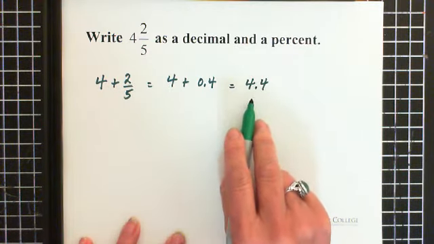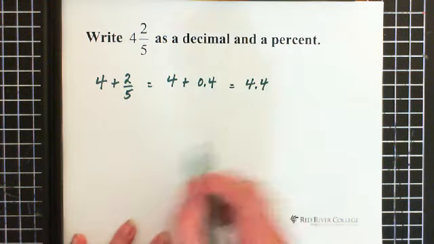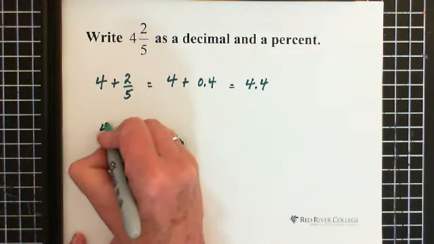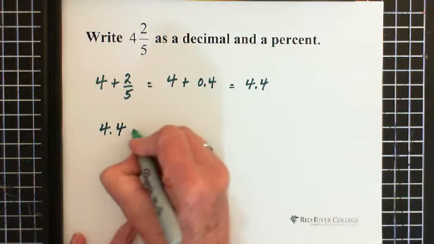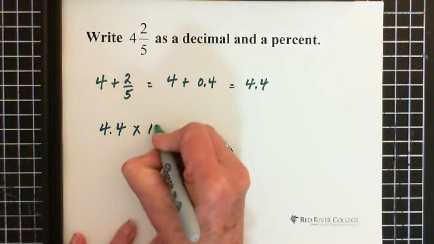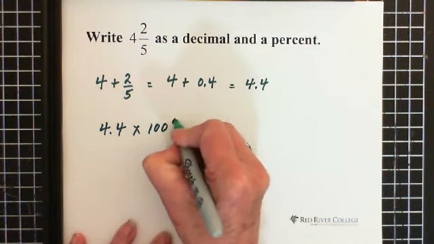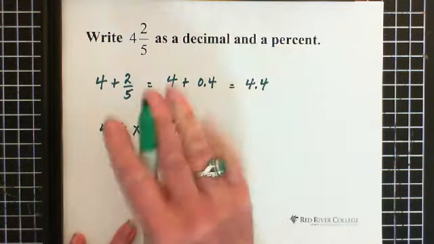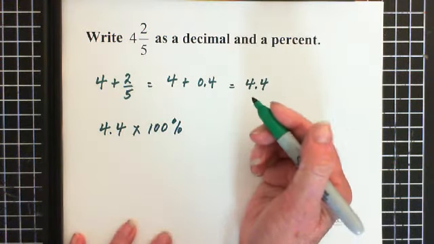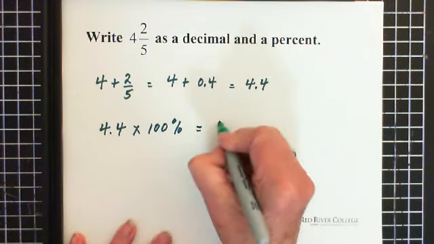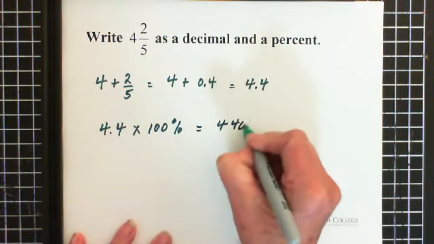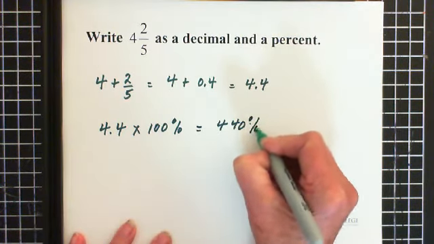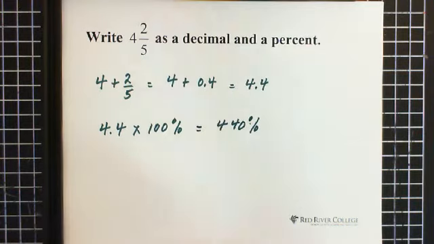Now if we want to take this number and turn it into a percent, we take 4.4 and multiply it by 100%. So again, if you want to change any number into a percent, all you do is multiply it by 100%, and you end up with 440%. Okay?